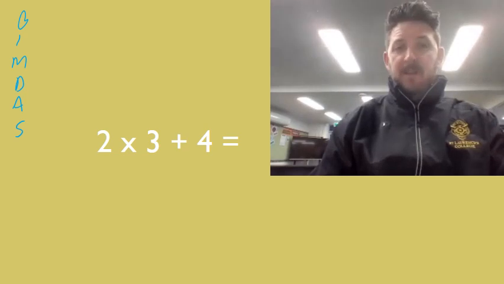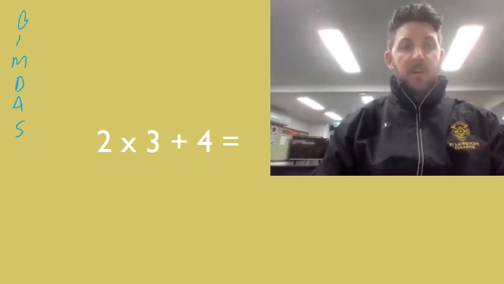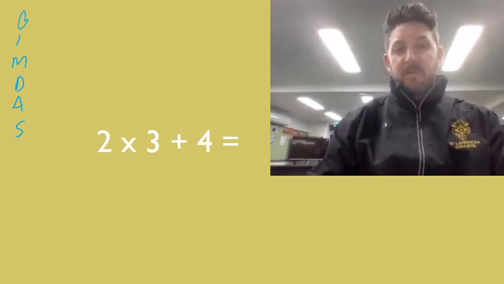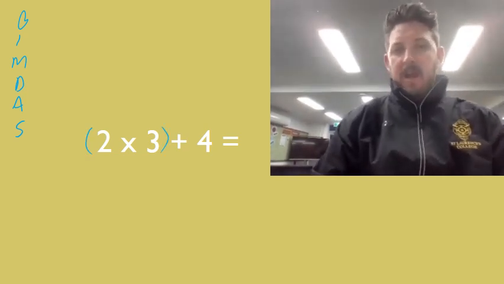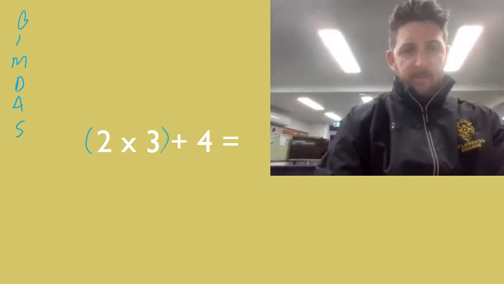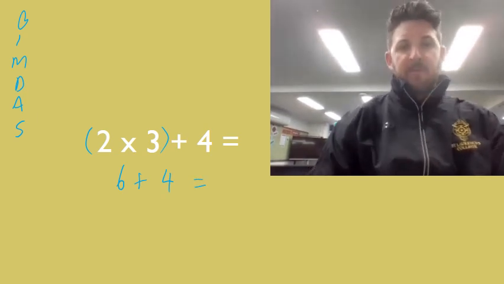Let's look for brackets. Any brackets? No, no brackets. Any indices? No indices. Any multiplication or division? Yes, there are. I can see that there is a multiplication here. Now what I do is I do that one sum. 2 times 3, which is 6. I'm going to write that down at the bottom, and then I'm going to add the rest of the equation on. Can you see there I've got add 4.